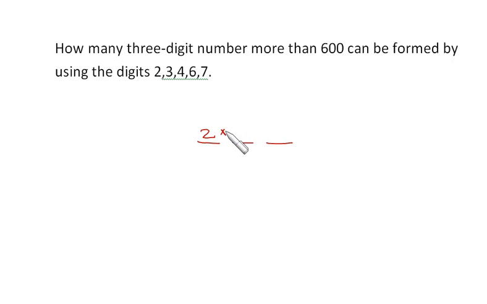Then at the second place any of the numbers can come, so we have 5 choices, right? Because there is no restriction on repetition, so we can take the 5 choices over here. Then similarly on the third place we still have 5 choices because any of the numbers can come, right? So 5 into 5, 25, 2s are 50. So in all 50 numbers will be there more than 600 which are formed by these 5 digits. Okay.